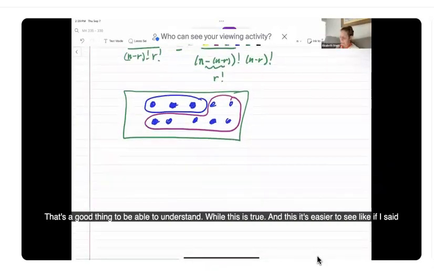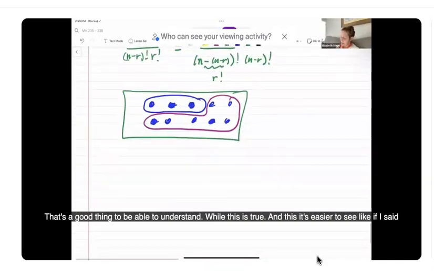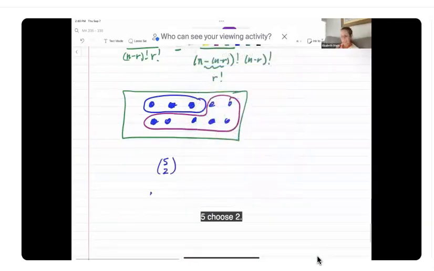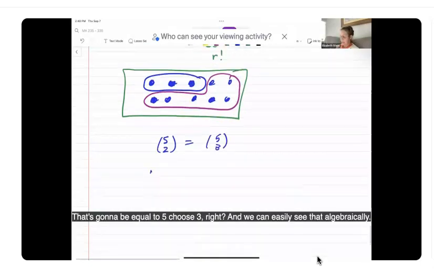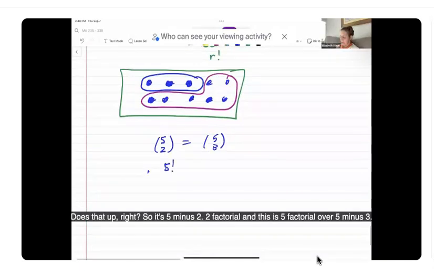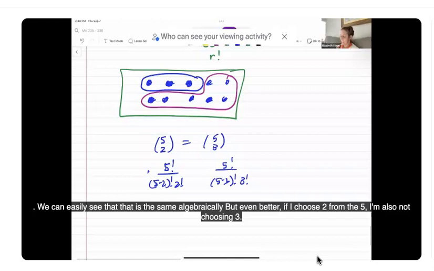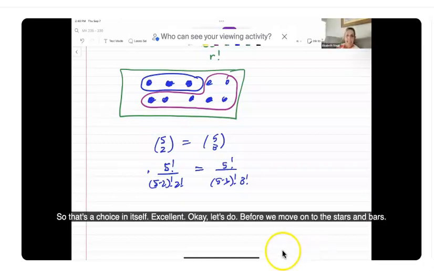And this, it's easier to see. Like if I said 5 choose 2, that's going to be equal to 5 choose 3, right? And we can easily see that algebraically. Those add up, right? So it's 5 factorial over 5 minus 2 factorial, 2 factorial, and this is 5 factorial over 5 minus 3 factorial, 3 factorial. And we can easily see that that is the same algebraically, but even better, if I choose 2 from the 5, I'm also not choosing 3. So that's a choice in itself. Excellent.